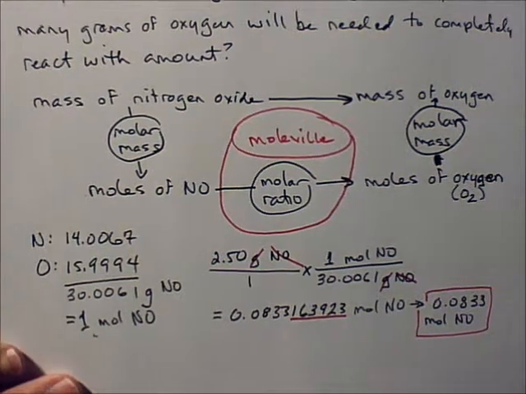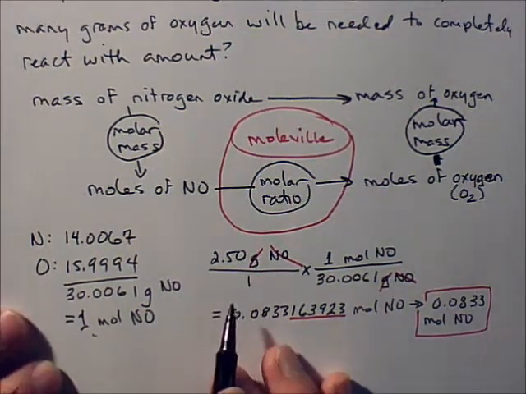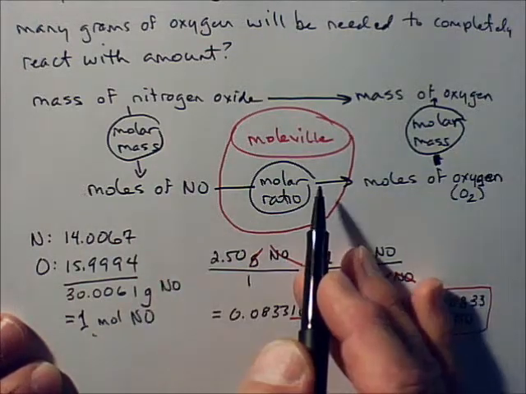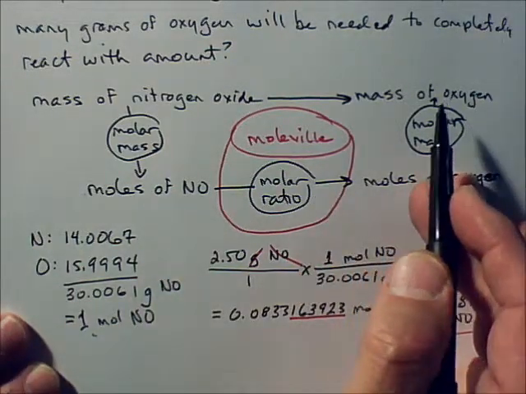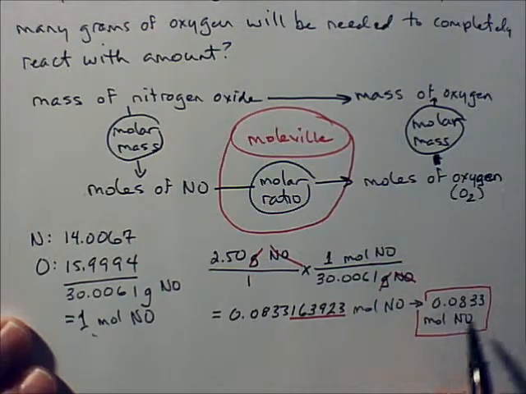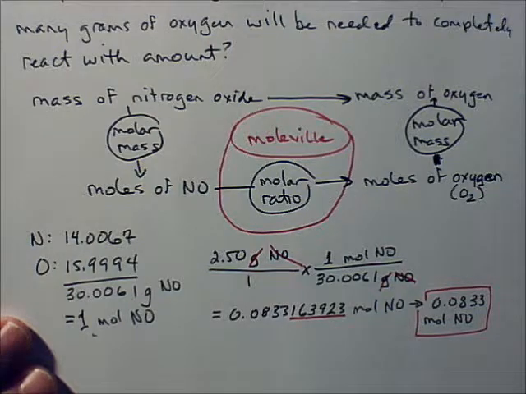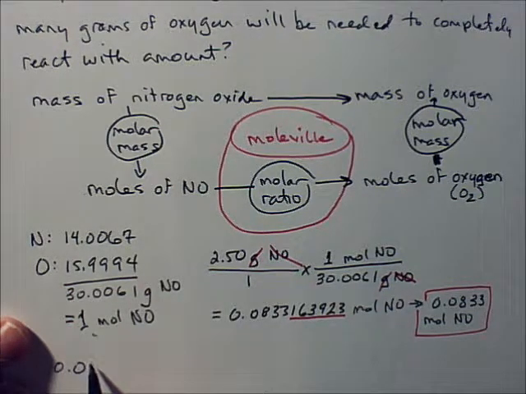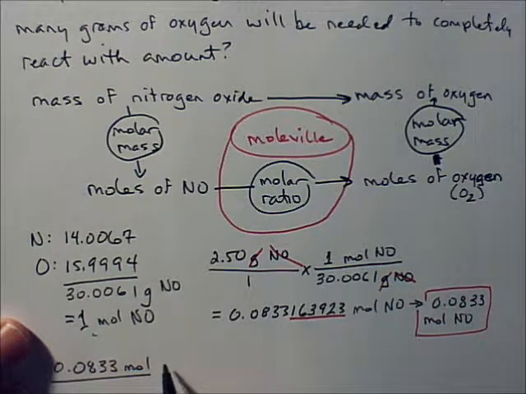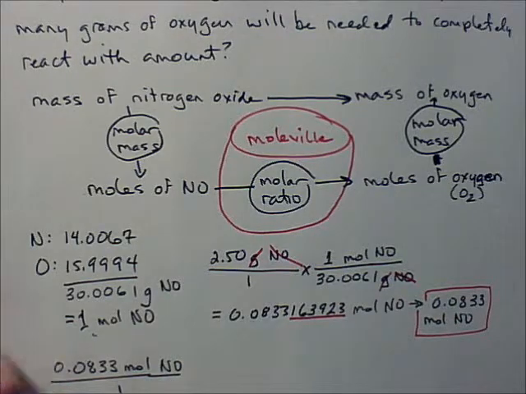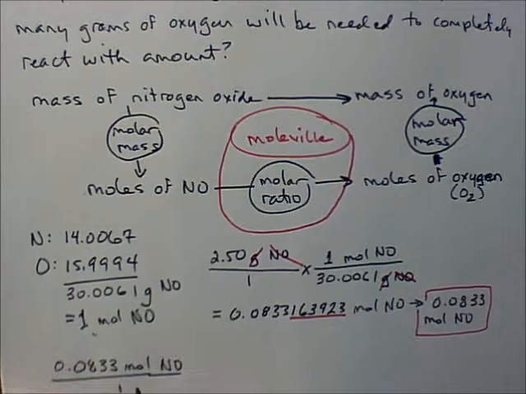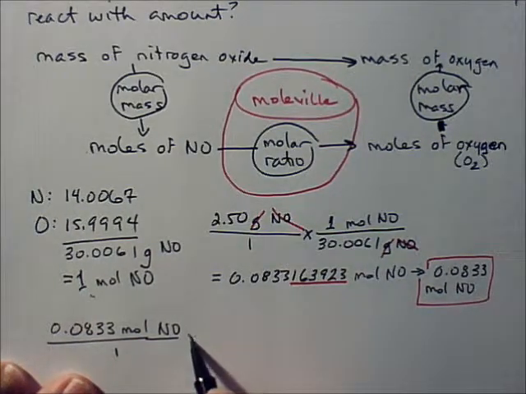Alright, so this then is the first stage of the problem. We've got to go through moles here and out the other side and then finally to the mass of oxygen. So this amount right here, this moles of NO, becomes a new starting amount for us. We're going to put that over 1. So that new starting amount goes over 1, and we need another conversion unit.